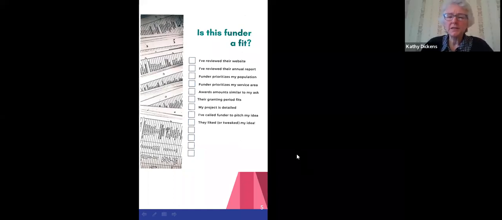And my project is detailed. Do you have enough details that will inform the grant reviewers as to who you are, what you want to do, and why it fits into their mission?